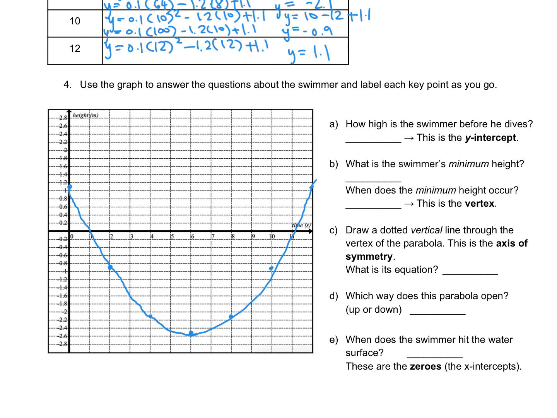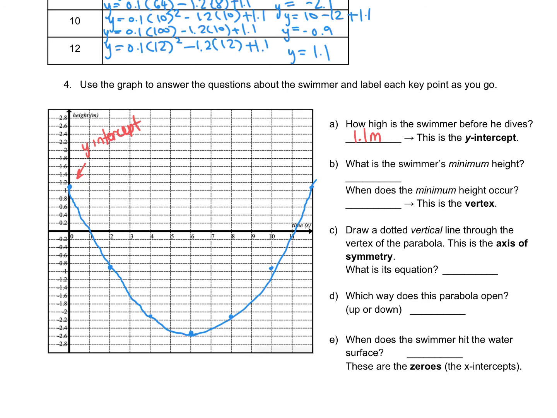And now we have some follow-up questions about this. How high is the swimmer before he dives? So that would be the starting point, which is right here. And that height is 1.1 meters. That point should be familiar to us. It is the y-intercept, the point where your relation passes through the y-axis.